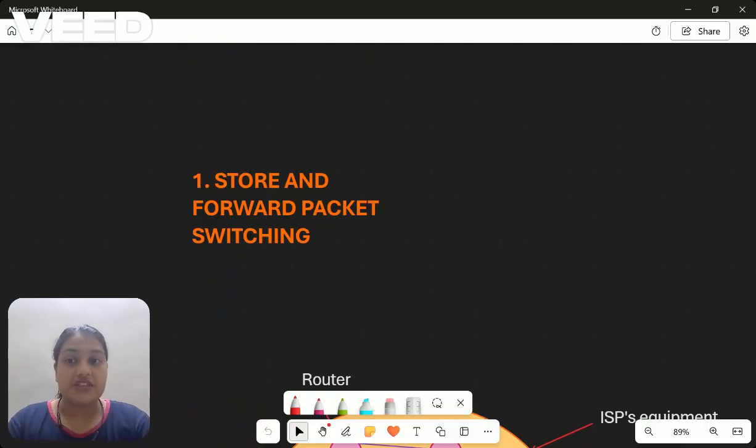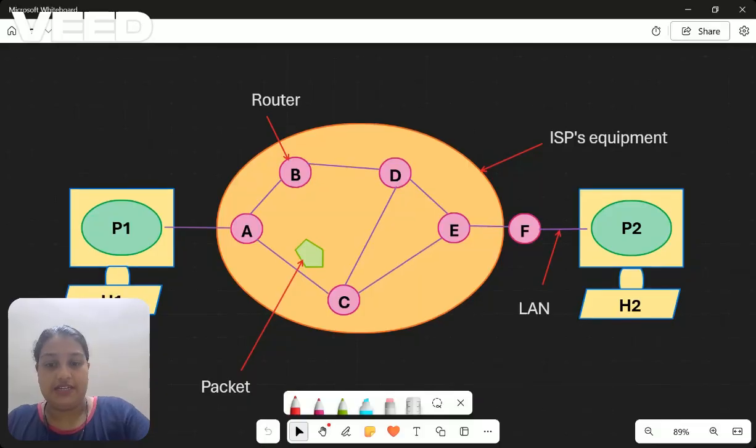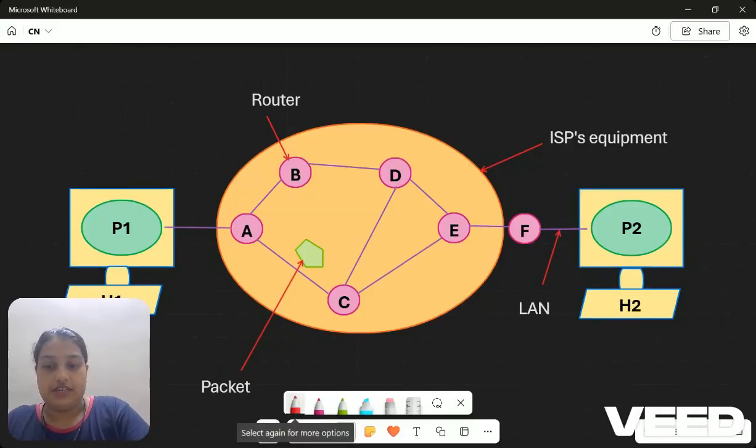So we have to connect everything with the name itself. It will be something related: first it will store, then it will forward. Okay, then here we have the diagram.